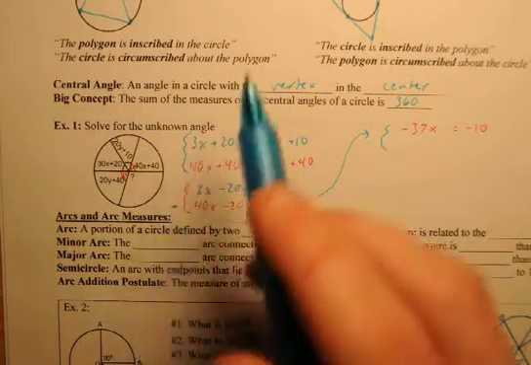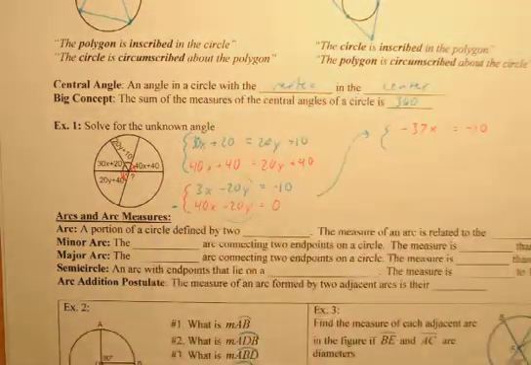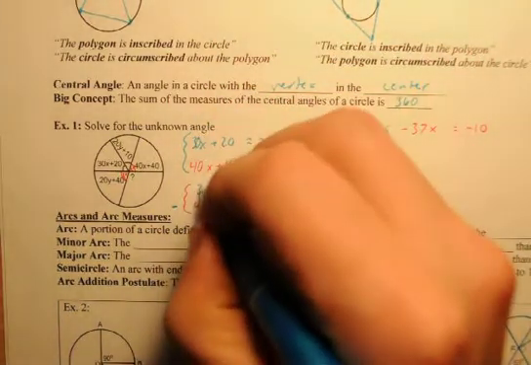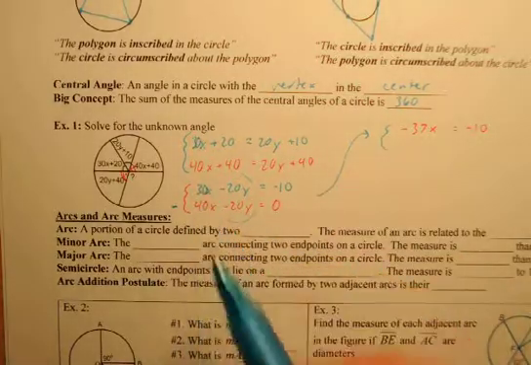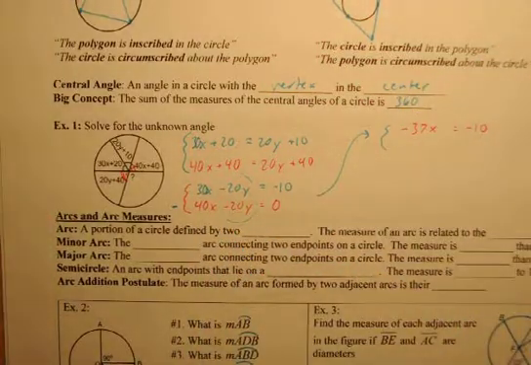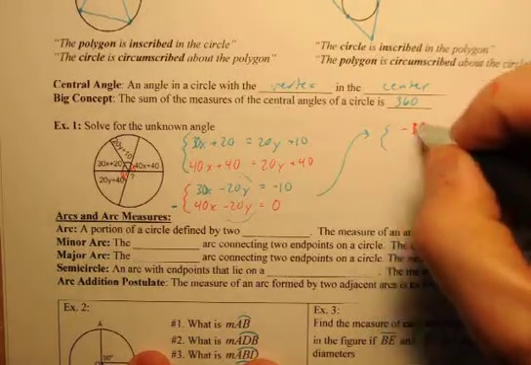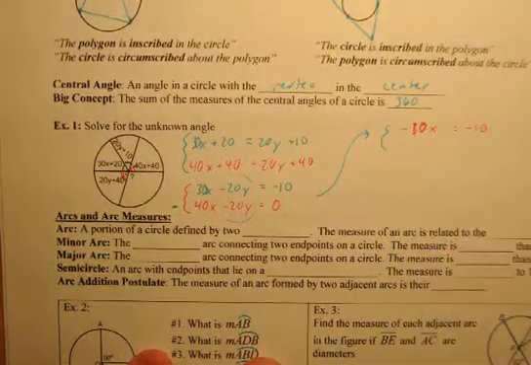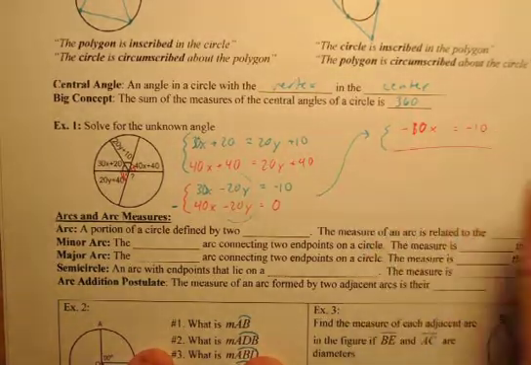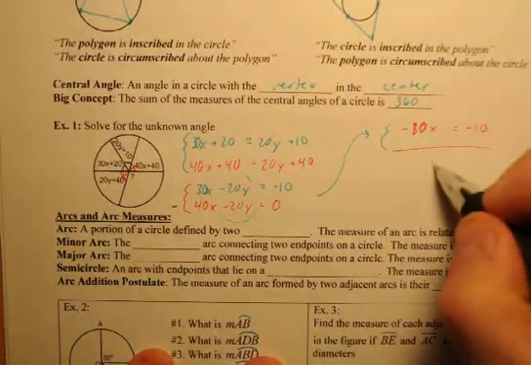Oh, it's 30x. That's supposed to be a 30. 30 minus 40 is negative 10. Quick fix. Alright, and now we solve that, and so subtract that over, x equals 1.